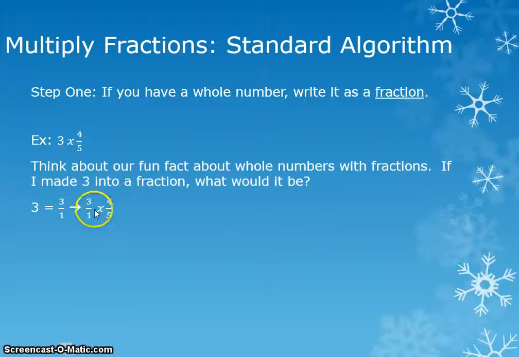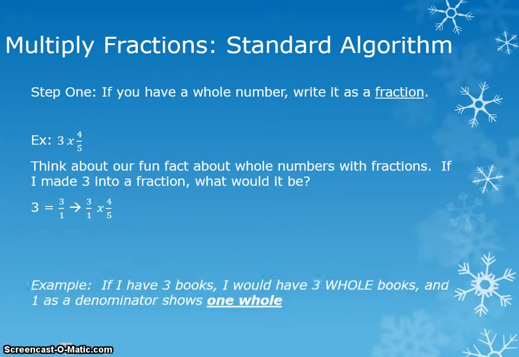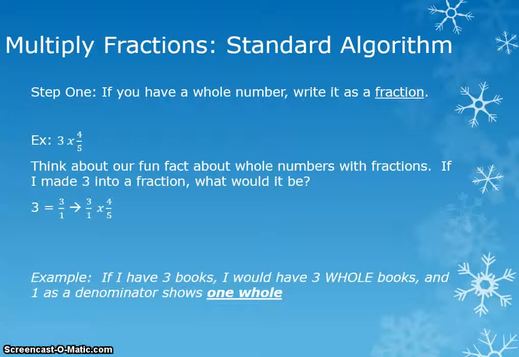Therefore, our new number sentence is 3 wholes times 4/5. This is how you must set it up in order to multiply fractions. One way to think about this is if I have 3 books, I am saying I have 3 whole books. That is why 1 is my denominator, to show 1 whole.